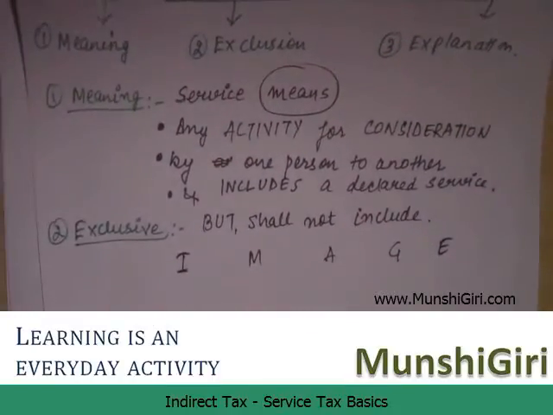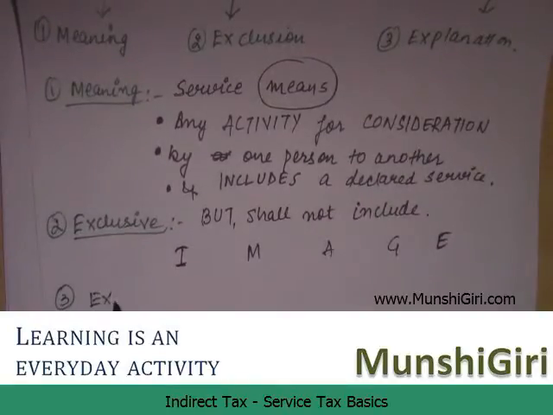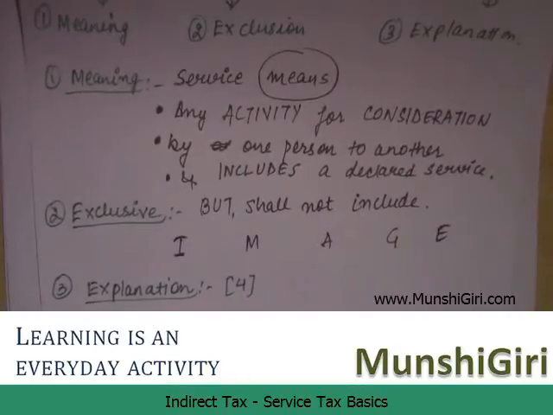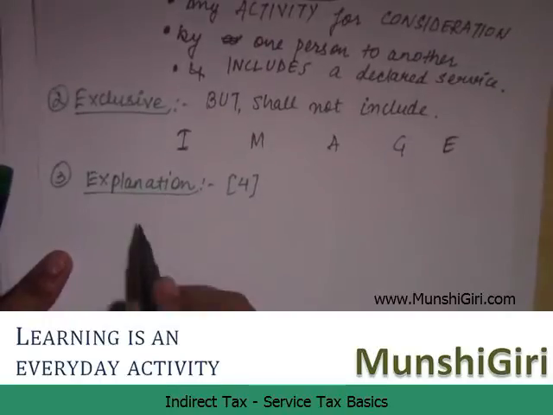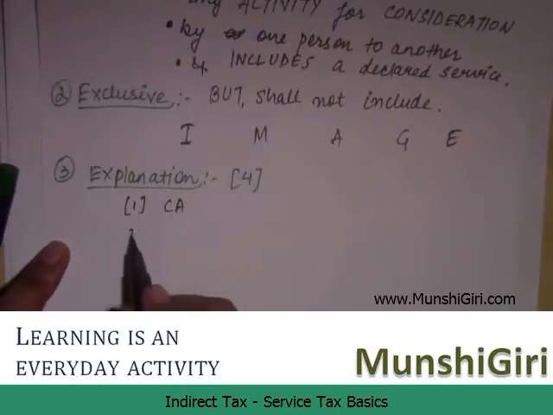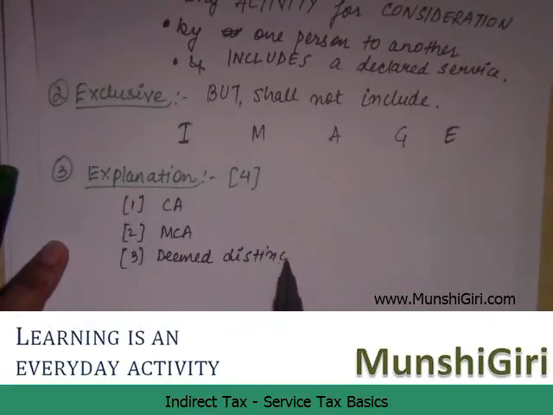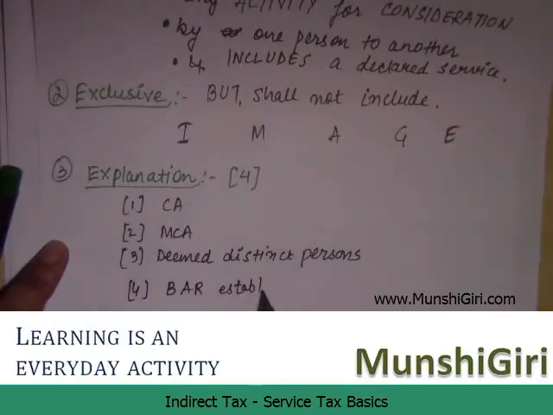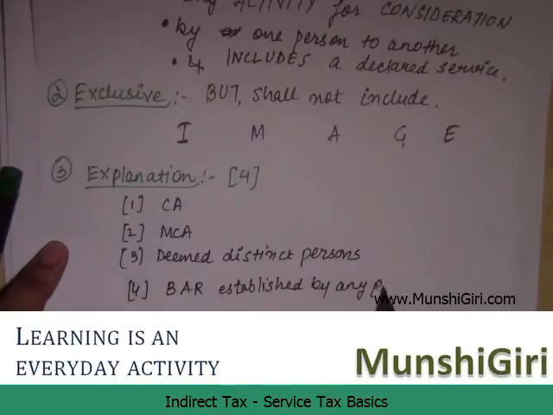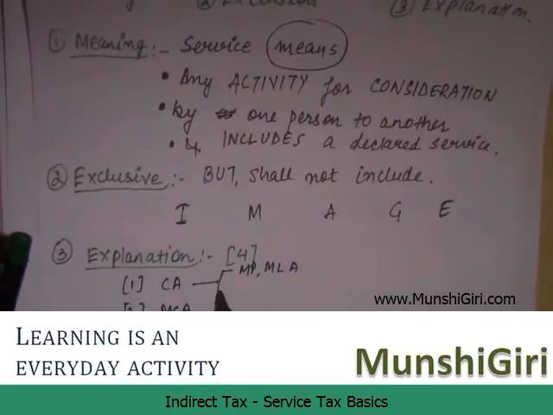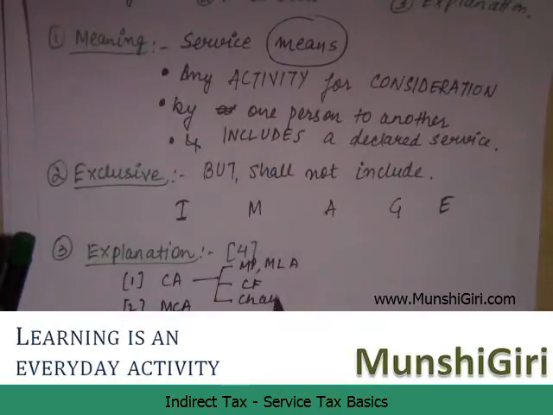Third is explanations. There are basically four explanations in this. These are the short forms for remembering it. I am going to cover this in detail. First is CA. Second is MCA. Third is deemed distinct persons. And fourth is BAR, established by any person. BAR is branch, A is agency, and R is representational office. This A has again three parts. First is MPMLA, second is CF, and third is chairperson or government bodies.